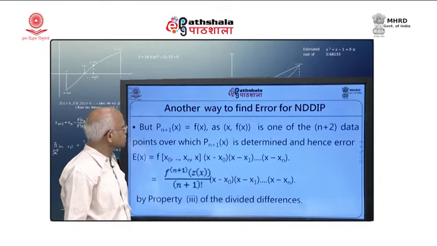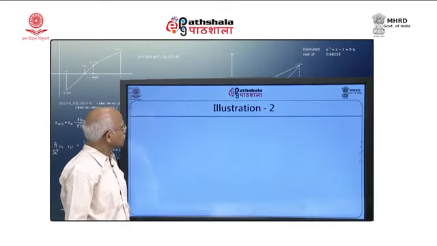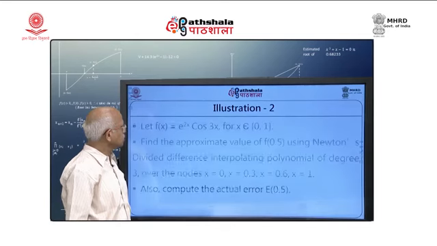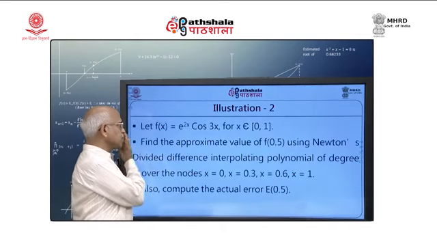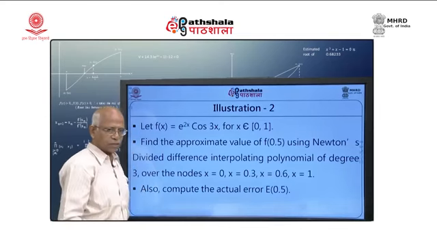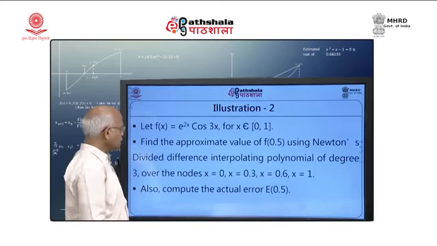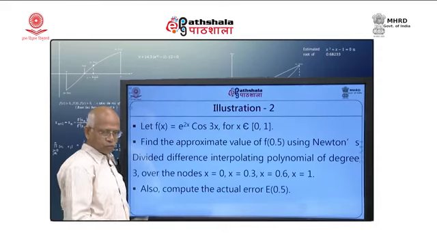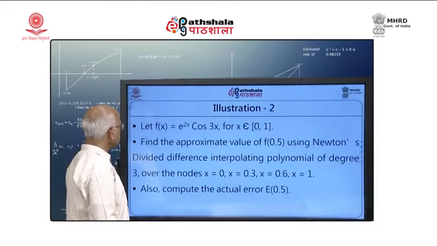Therefore, this formula can be justified using Newton's divided difference interpolating polynomial and the properties of the divided differences. Now, we consider the illustration, and in this illustration again we are going to consider the same function as we considered in the Lagrange's interpolation, and we will see how the error can be computed for Newton's divided difference interpolating polynomial.